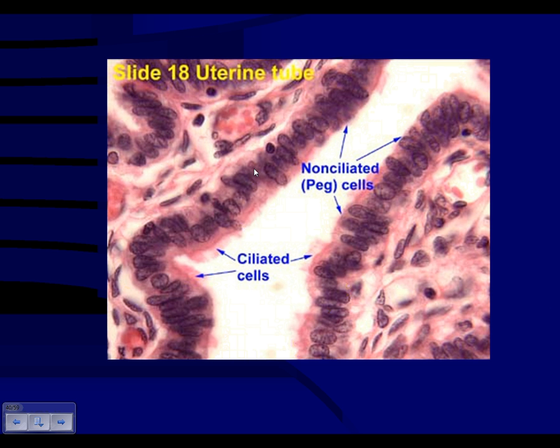Now once you look up close at the epithelium of the fallopian tube, most of your cells are going to be your ciliated cells, and then very occasionally you'll see a cleared out cell. There's not really great examples here, but every once in a while you'll see a non-ciliated cell, which is called a PEG cell.